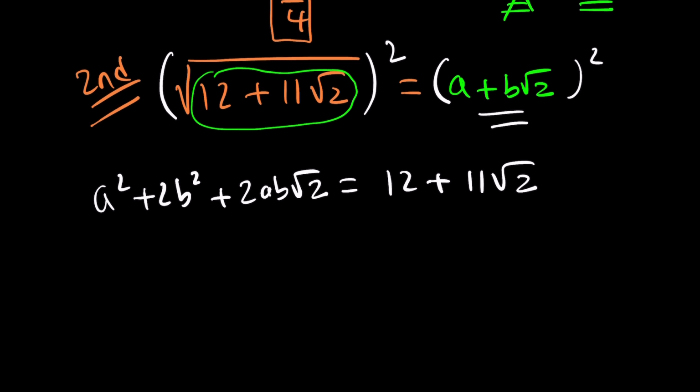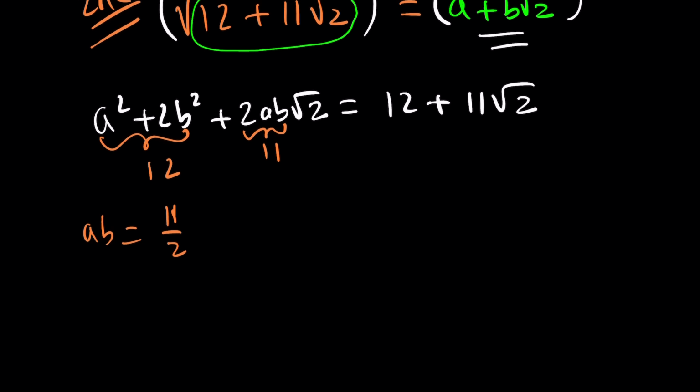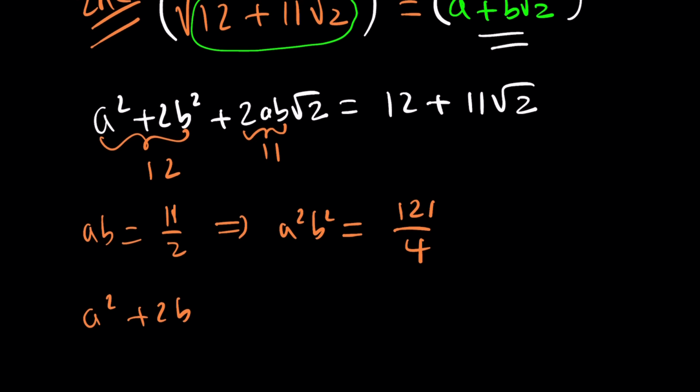So from here we get something similar, a system of equations. This is 12, this is 11. That basically means ab is 11 halves, like before, remember we did that thing. And then we can square both sides, so a squared b squared is going to be 121 over 4. And then a squared plus 2b squared is equal to 12.